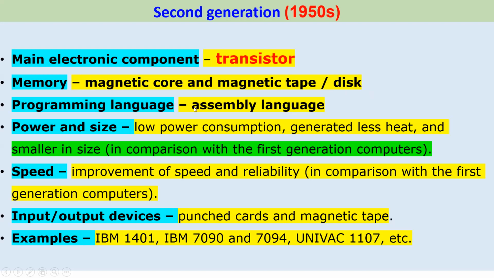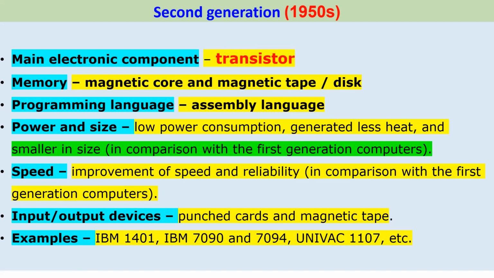Then programming language. The earlier generation used machine language. Instead of machine language, they started to program using assembly language. Assembly language contains some English words. They accept English text or words into the computer. Then power and size. The size is lower than the previous generation, but these computers are also considerably large.